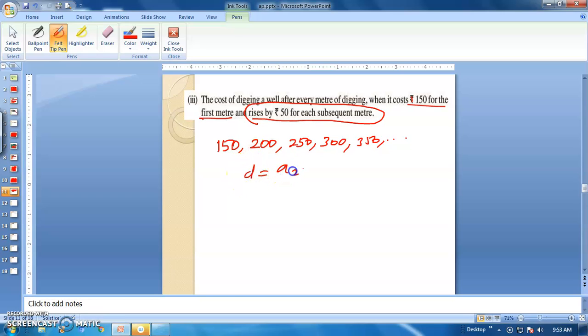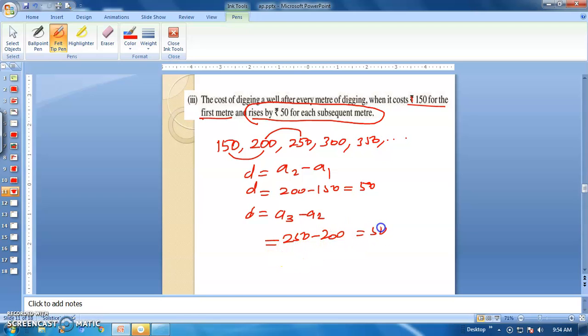The formula is D equal to A2 minus A1. That is 200 minus 150 equal to 50. So 50 is the common difference of the first two terms. Next, D equal to A3 minus A2. We are going to compare these two differences for that purpose. So what is A3? 250. So 250 minus 200, the answer is 50.